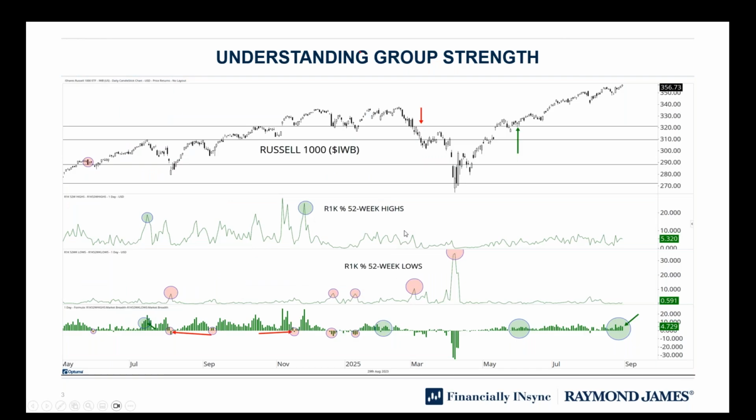So let's talk about group strength. In fact, this is not group strength, this is a mislabeled chart to start us off. Oops. More highs than lows, right? So this is the Russell 1000, that is 1,000 stocks, twice as big actually as the S&P 500. You can see it's in an uptrend.